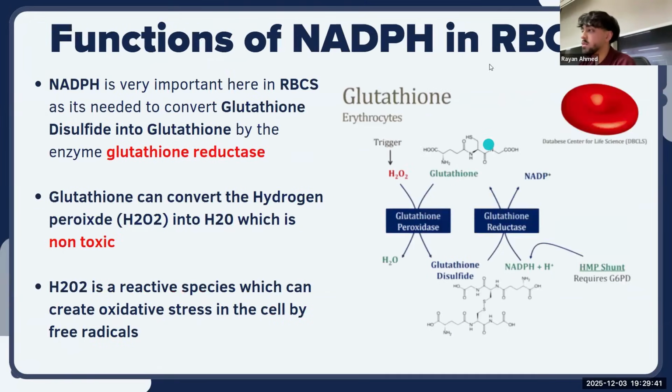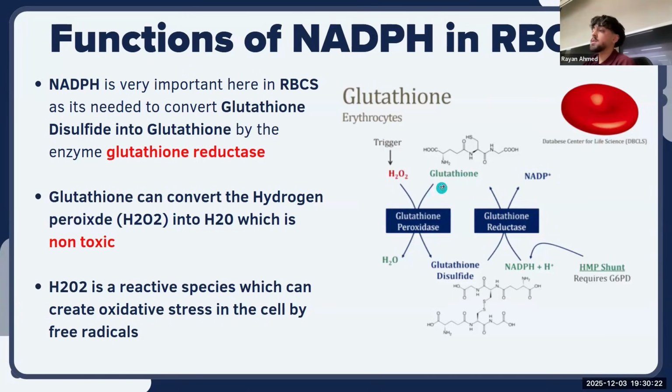So again, let me just explain it in this pathway. Let's say we don't have G6PD. If we don't have G6PD, we're not going to have NADPH, right? So when we don't have NADPH, the reduced glutathione, which is this one right here, made through the help of glutathione reductase and glutathione disulfide, we're not going to have a lot of reduced glutathione, which can convert hydrogen peroxide into normal H2O. If we don't have a lot of it, the hydrogen peroxide is going to accumulate, and then it's going to lead to oxidative stress in the cell by free radicals and kill the RBCs.